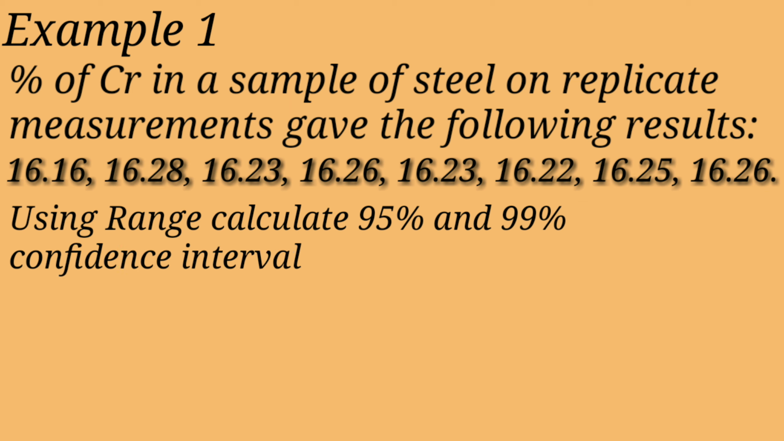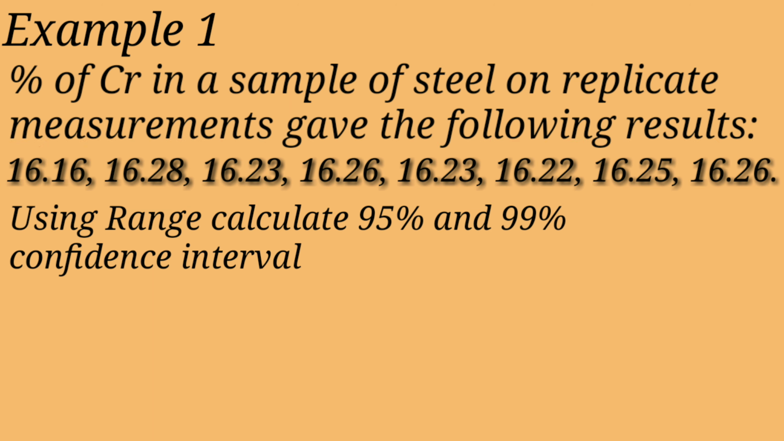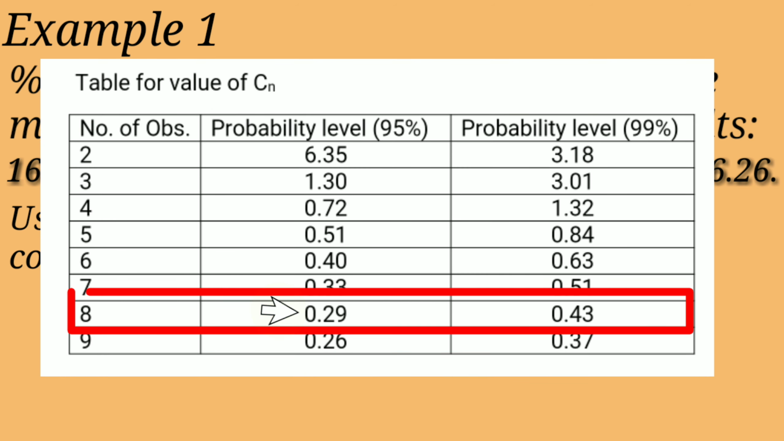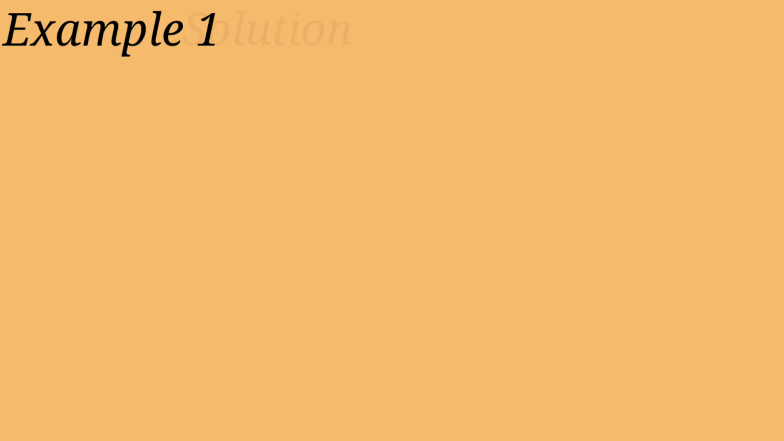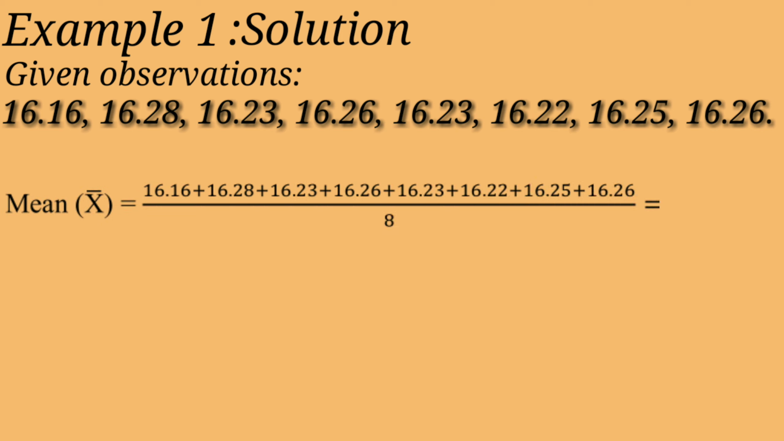Here we have 8 observations and the value of Cn for 8 observations for 95% probability level is 0.29 and for 99% probability level it is 0.43. So let's see the solution. First we will calculate the mean of 8 observations, which comes to 16.24.